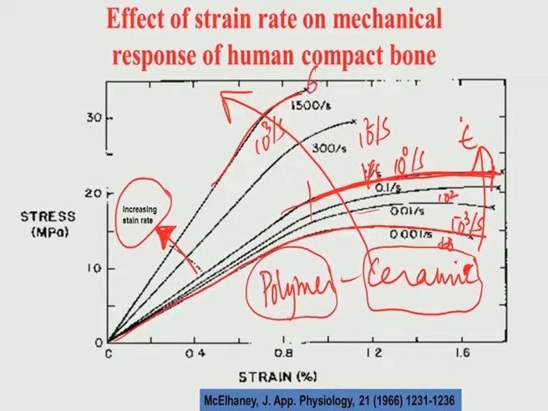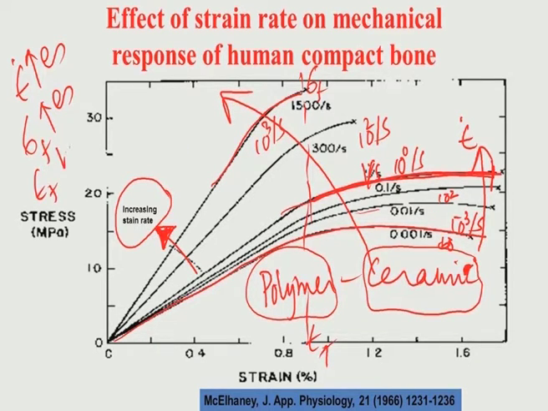So, if you consider this as sigma f, and epsilon dot, the strain rate, increases, then sigma f, the fracture strength, also increases, but at the expense of the failure strain. So, this is your failure strain, epsilon f, which actually decreases. What is the other thing that increases?